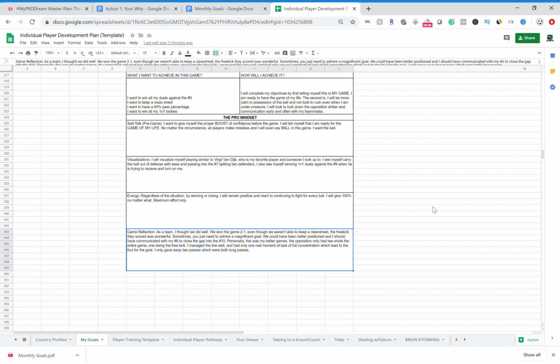Personally, this was one of my better games. The opposition only had 2 shots the entire game, one being the free kick. I managed the line well, and we only had one moment of lack of concentration, which led to the foul for the goal. I only gave away 2 passes, which were both long passes to a teammate. So you can see there's a self-reflection on the game, and you would do that for yourself.